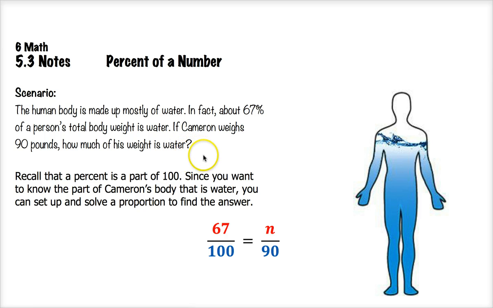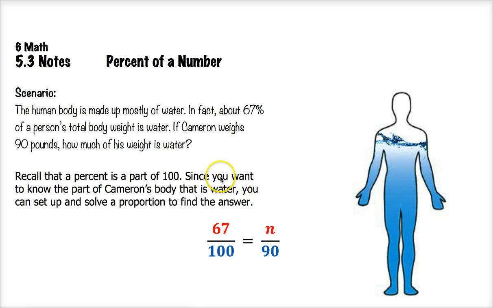So in order to do this problem, we need to first of all remember that a percent is a part of 100. So if a person weighed exactly 100 pounds, then 67 of those 100 pounds would be made up of water. Cameron weighs only 90 pounds, so in order to find out how much of his weight is composed of water, we need to set up equivalent ratios that compare the 67 out of 100 with his total weight, which is 90. And we can do that by using a proportion.